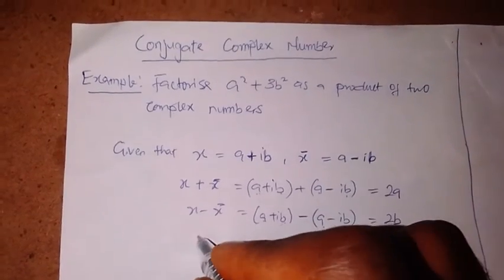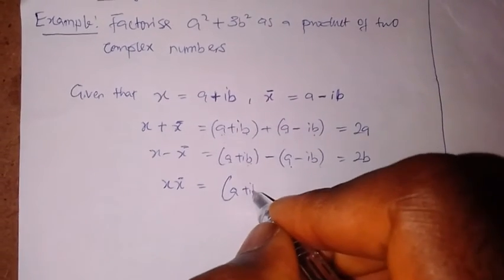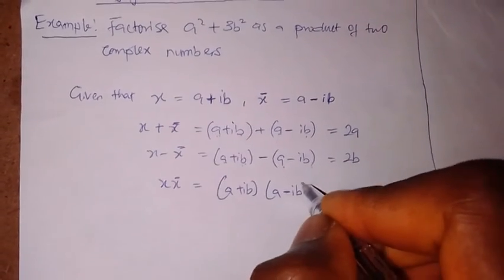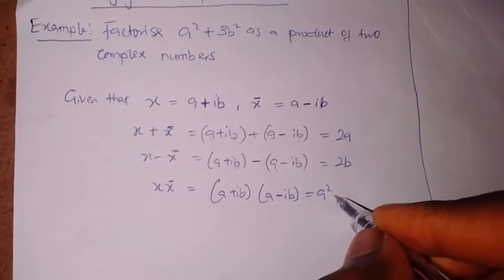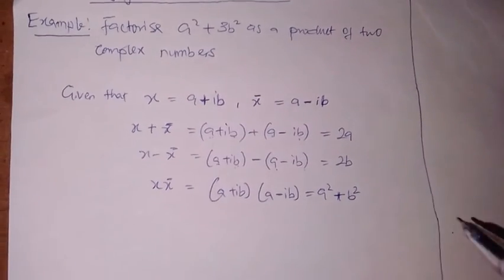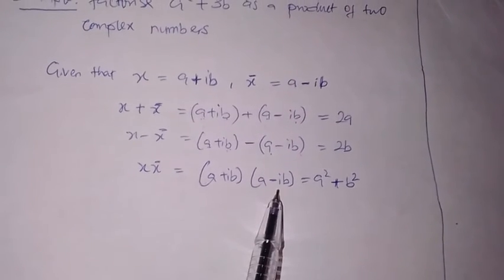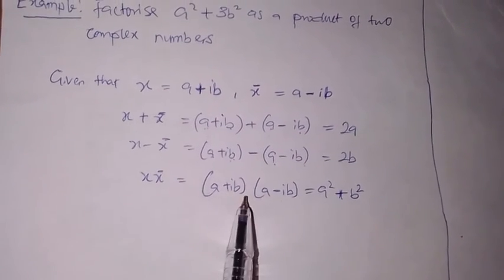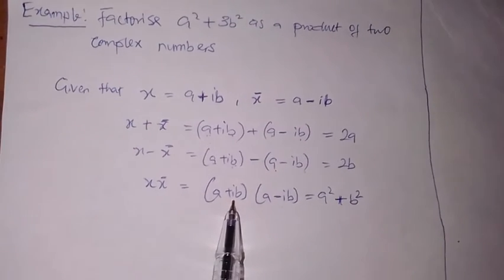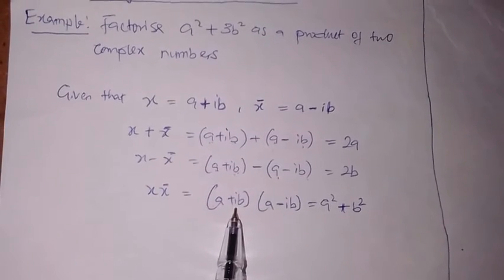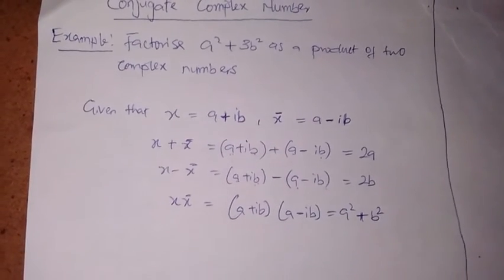Now let's look at the multiplication. x times x bar is the same thing as a plus ib times a minus ib, which gives us a squared plus b squared. Why? If I expand, this becomes a times a, that's a squared. Minus iab plus iab, they cancel out. Then minus b i squared, where i squared is minus 1, and minus times minus becomes plus. I get my answer as a squared plus b squared. And that's for that.